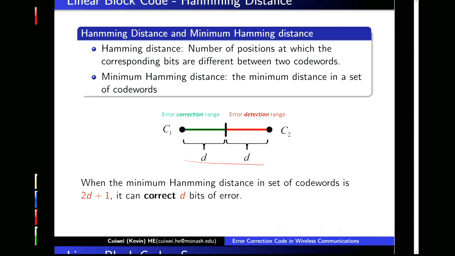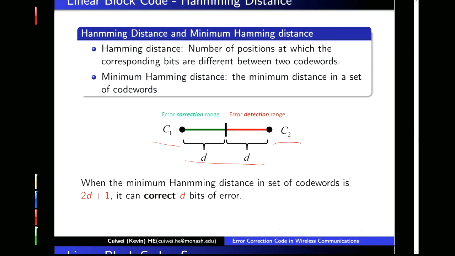If we want to express a code word by a point, it is in high dimension, because C is a vector with n elements, so it will be in n dimensions. But for a clearer explanation, I reduce it to one dimension. C1 and C2 are the two code words whose distance is the minimum Hamming distance.